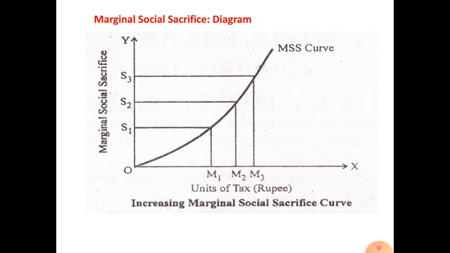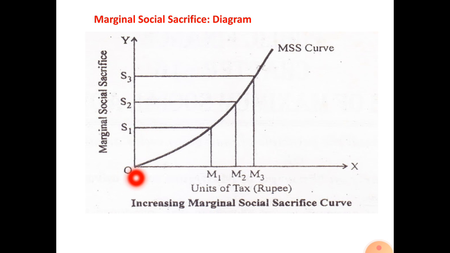This is the diagrammatical explanation of marginal social sacrifice. The x-axis represents the units of taxes in rupees, and the y-axis represents the marginal social sacrifice. The x-axis units of taxes are M1, M2, M3. In this MS curve, we get the curve from the units of taxes and marginal social sacrifice. When the unit of taxes is OM1, the marginal social sacrifice is S1.